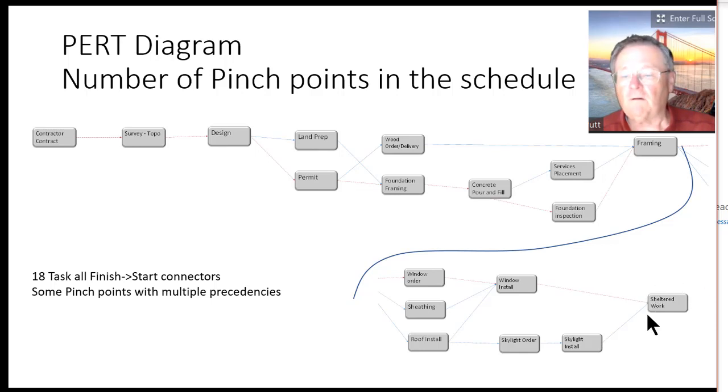In this particular model, there are 18 tasks that are all finish to start. However, generally there are going to be some times when it may be finish to finish, or start to start, or the leads and lags. So there are lots of different options, but in this case it's pretty simple. They're all finish to start connectors.